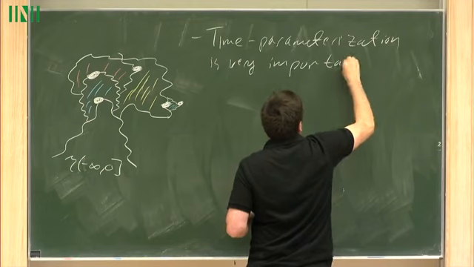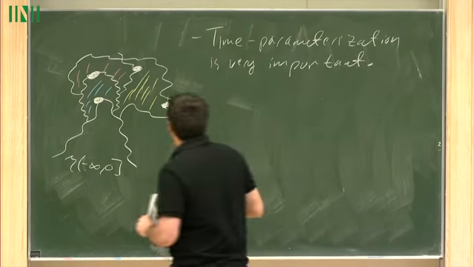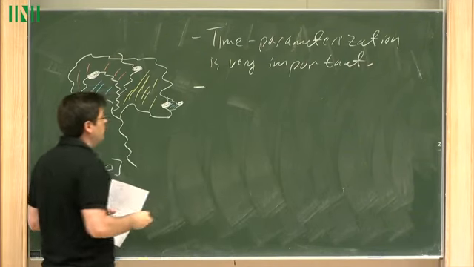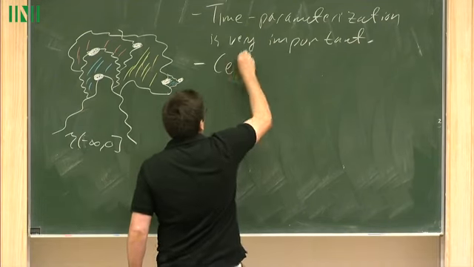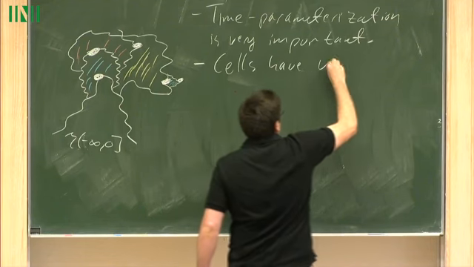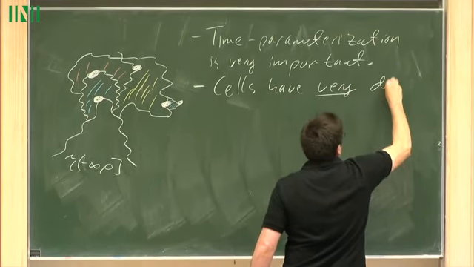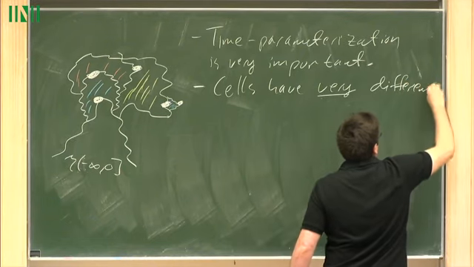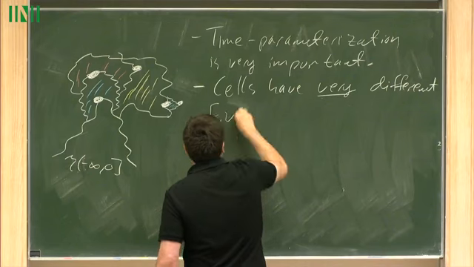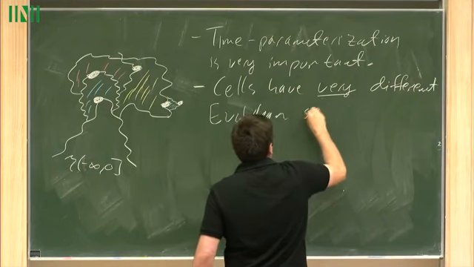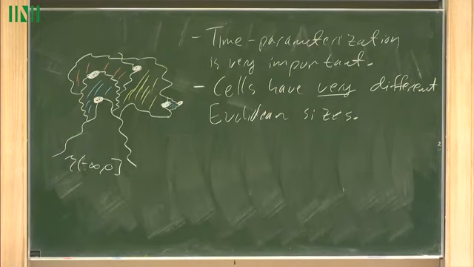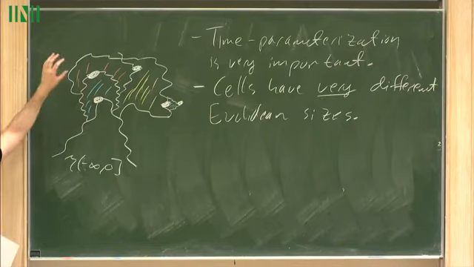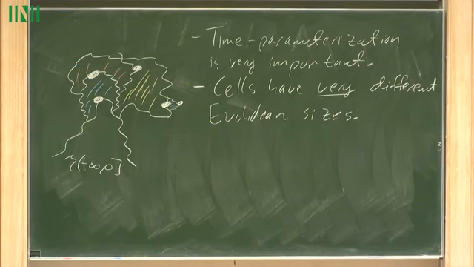Okay. And again, the reason for this is that it's possible, and it does happen, that the cells can have very different Euclidean sizes. And this significantly changes the analysis, because we want to do random walk on these cells, where each one is going to correspond to a vertex.